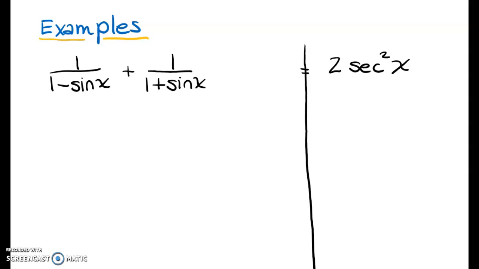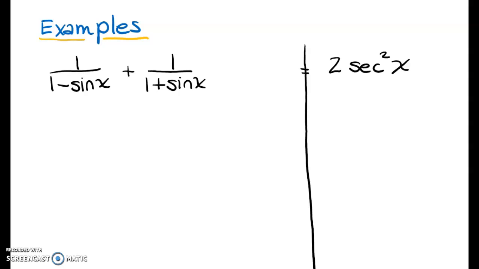Okay, so in this example, we need to prove that 1 over 1 minus sine of x plus 1 over 1 plus sine of x equals 2 secant squared x. One of the hints they gave you on page, I think it was 197, was to start with the more complicated side and turn it into the easier side. I think most of us agree that fractions seem a little bit more complicated, so I'm going to start with the side that has the fraction, and I'm only going to work one side.